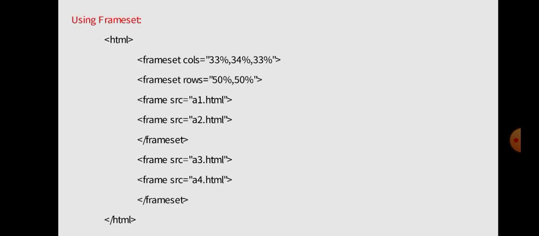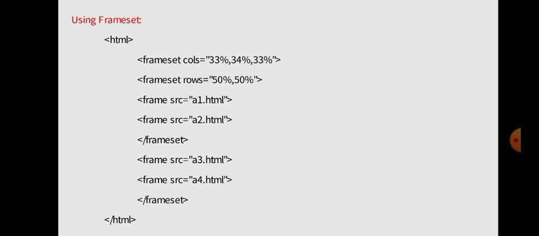Next one, using the frameset tag. First I open the HTML tag. Next here I am directly taking the frameset tag to divide the browser window. First open the frameset tag. Here I am using the cols attribute first. So the browser window will be divided into cols or vertical frames. Cols is equal to 33%, 34% and 33%.